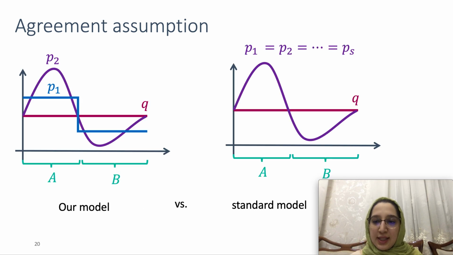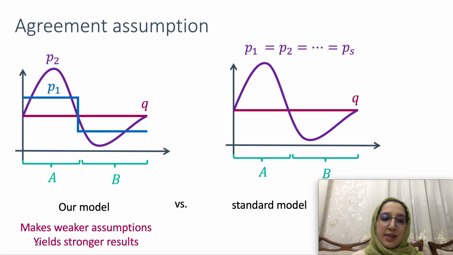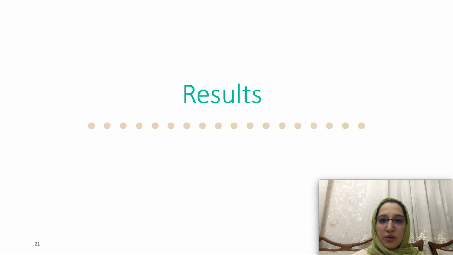I want to mention that this assumption is actually weaker than assuming that the Pis are the same. So assuming that each sample is drawn from a single distribution P, which means that P1 through PS are all equal, is a stronger assumption. So it means that any result that we derive in our model is essentially stronger than what we would derive in the standard model. Let me talk about our results.